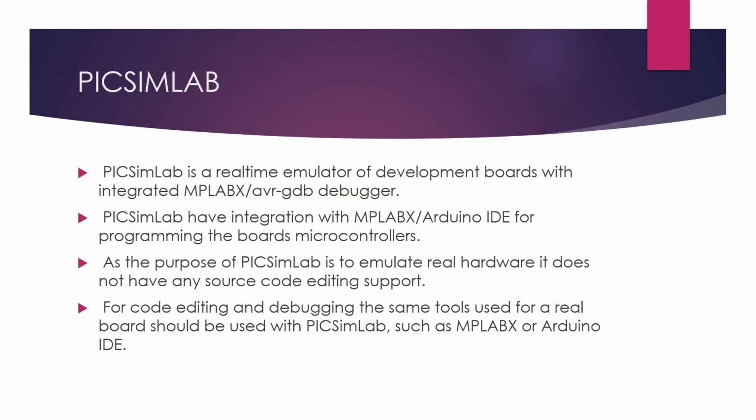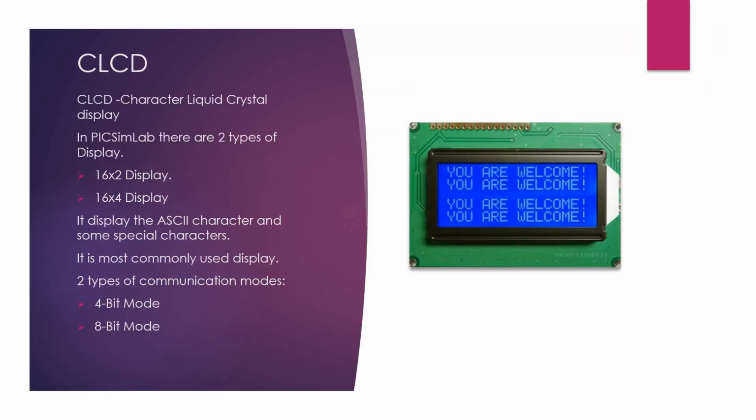PICSimLab is the software in which we are simulating our car black box project. It's a real-time emulator of development boards with integrated MPLAB and AVR GDB debuggers. PICSimLab is used to emulate real hardware, and it does not have any source editing support. For source editing and debugging tools, real boards should be used with PICSimLab, such as MPLAB X or Arduino IDE. PICSimLab has integration with MPLAB and Arduino IDE for programming the board's controllers.